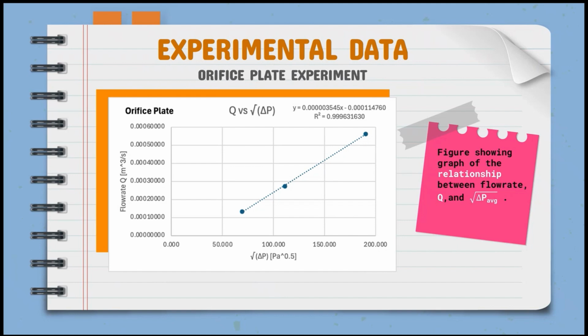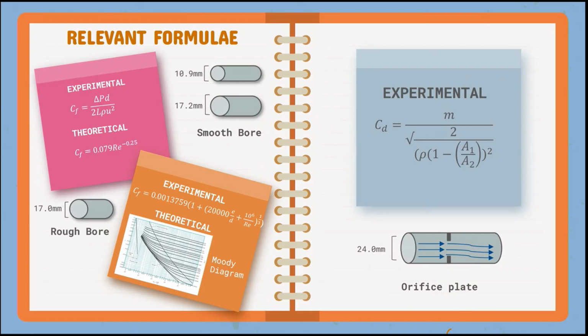By plotting the flow rates against the square root of the pressure drops, we obtain a linear relationship with the equation indicated on the graph. Using the slope of this equation, we can find the discharge coefficient of the orifice plate. On the right, we can see the formula used to find the discharge coefficient of the orifice plate, with m being the slope of the graph obtained earlier. On the left, we can see the formulas used for experimental and theoretical approaches for the smooth and rough pipes.